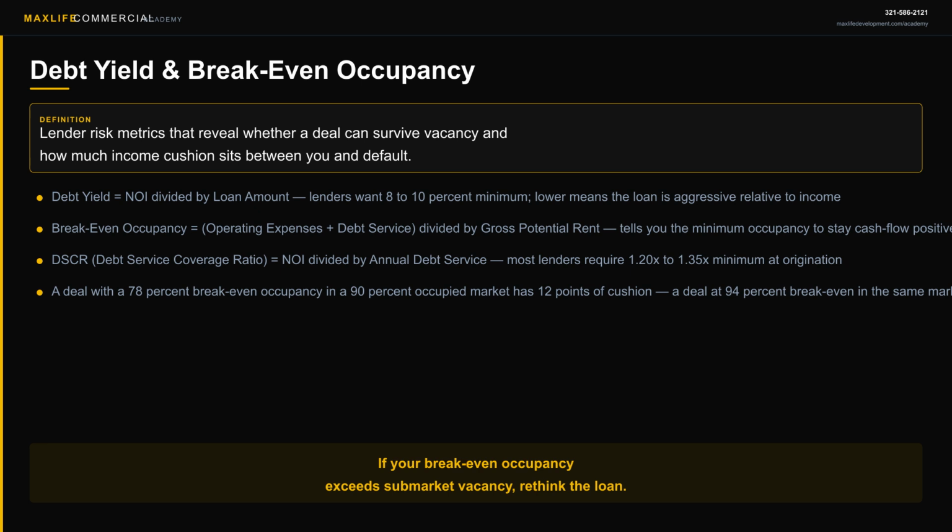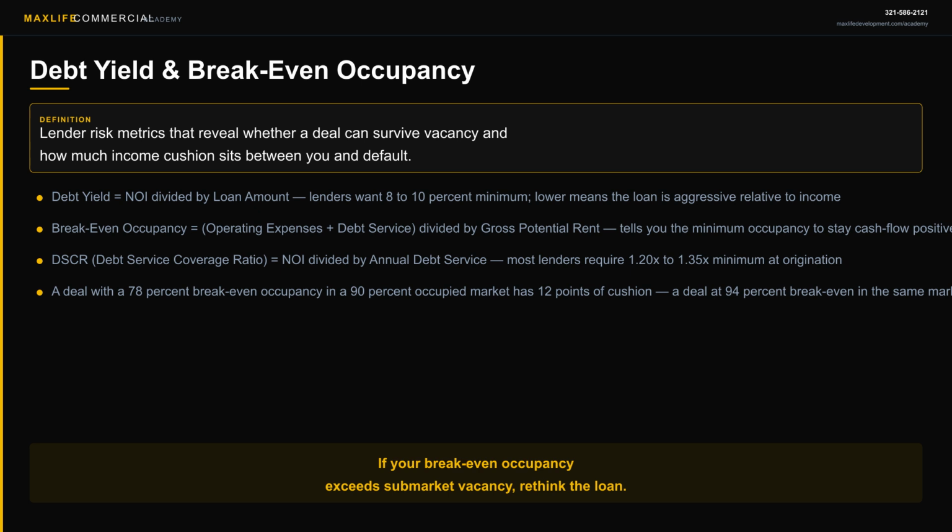produces. Break-even occupancy tells you how low occupancy can drop before the property stops covering expenses and debt service. You calculate it by adding total operating expenses to annual debt service, then dividing by gross potential rent. If that number is 82% and your submarket runs at percent occupancy, you have 6 points of cushion. That might be enough. But if your break even is 91% in that same market, one bad year of leasing could put you in a cash flow deficit.